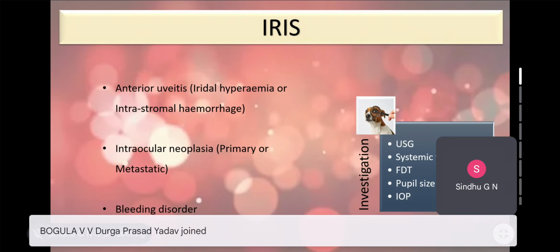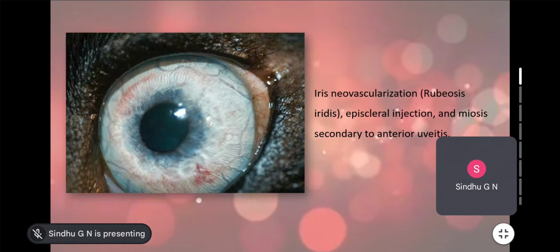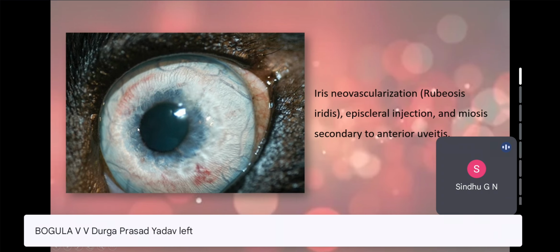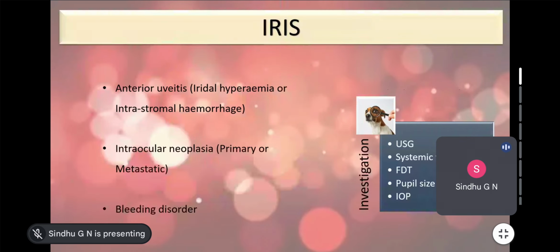Then coming to redness of the iris or iridial hyperemia, it's very common in anterior uveitis, sometimes in intraocular neoplasms, and in bleeding disorders. Here there is iris neovascularization seen here and here, and there is episcleral congestion and miosis secondary to anterior uveitis. It's not a separate disease, that's why I didn't mention much.